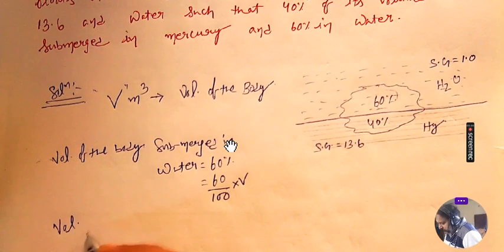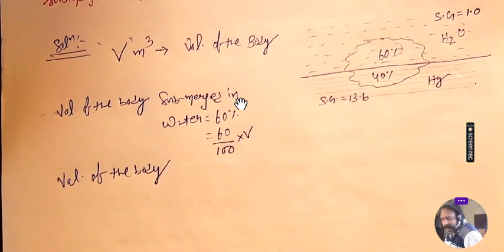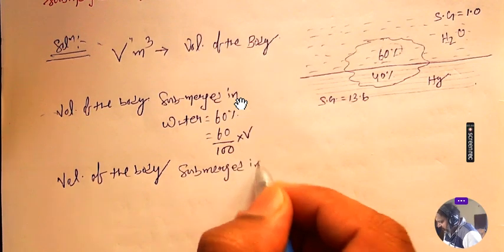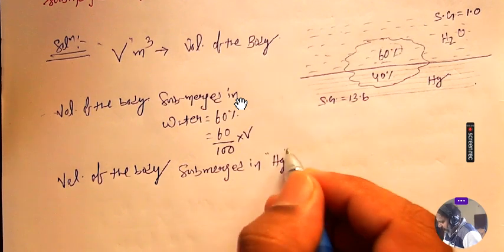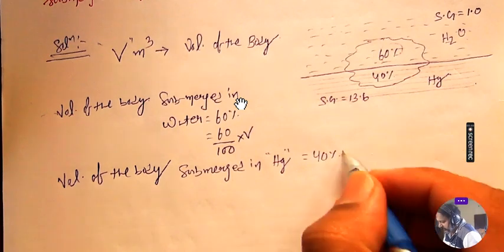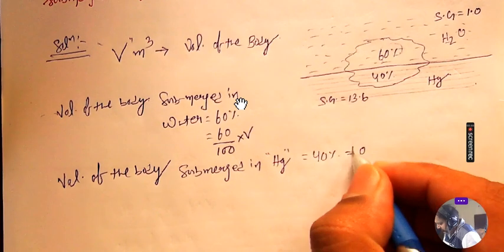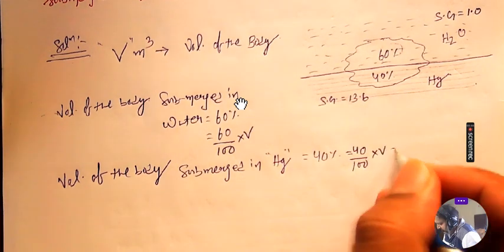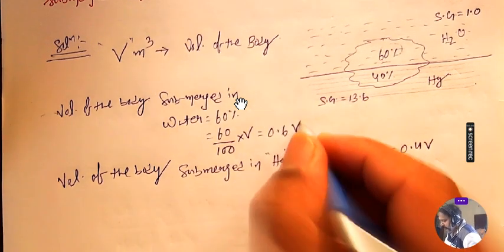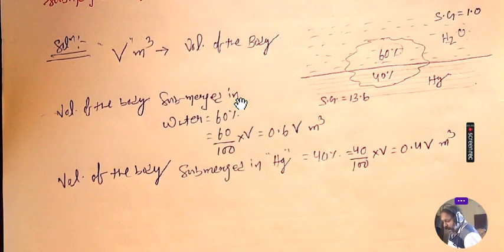Similarly, the volume of the body submerged in mercury is 40%. This is also given in the question. So, it comes to 40 by 100 into V. So, this is 0.4 V and this is 0.6 V meter cube.